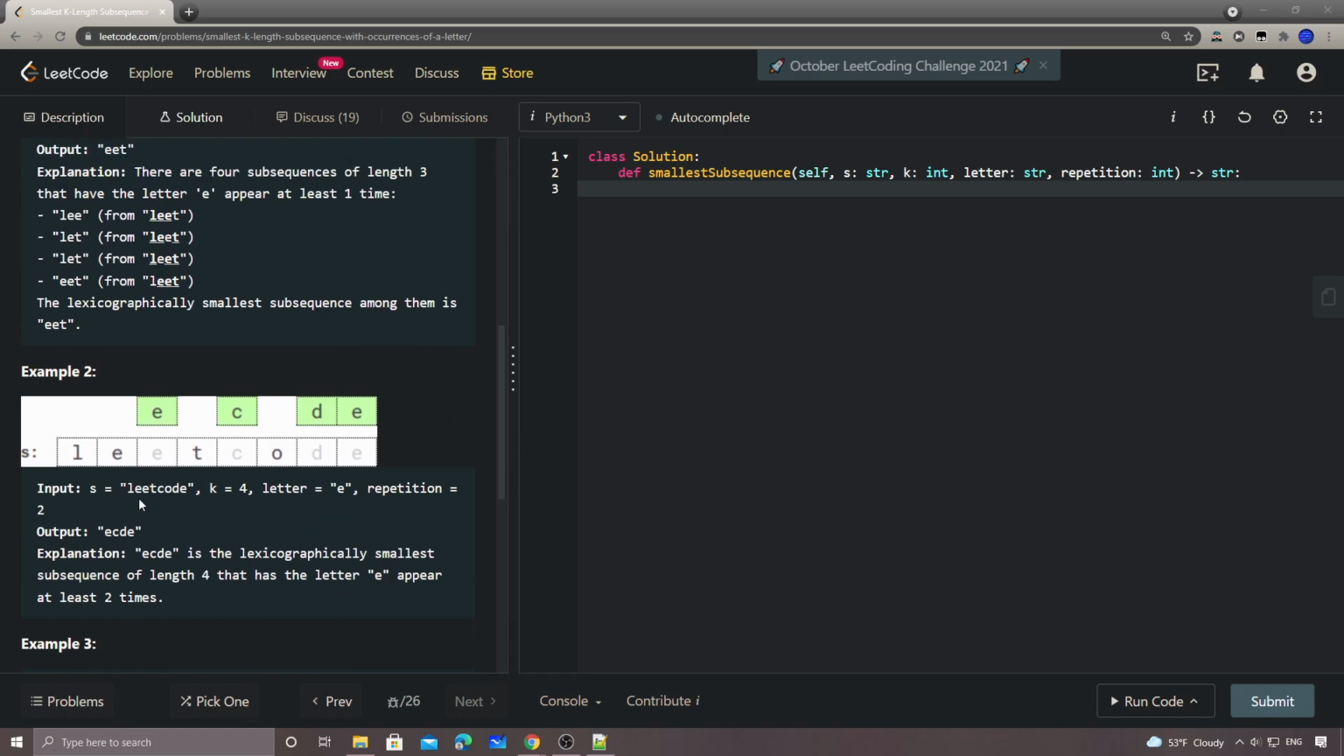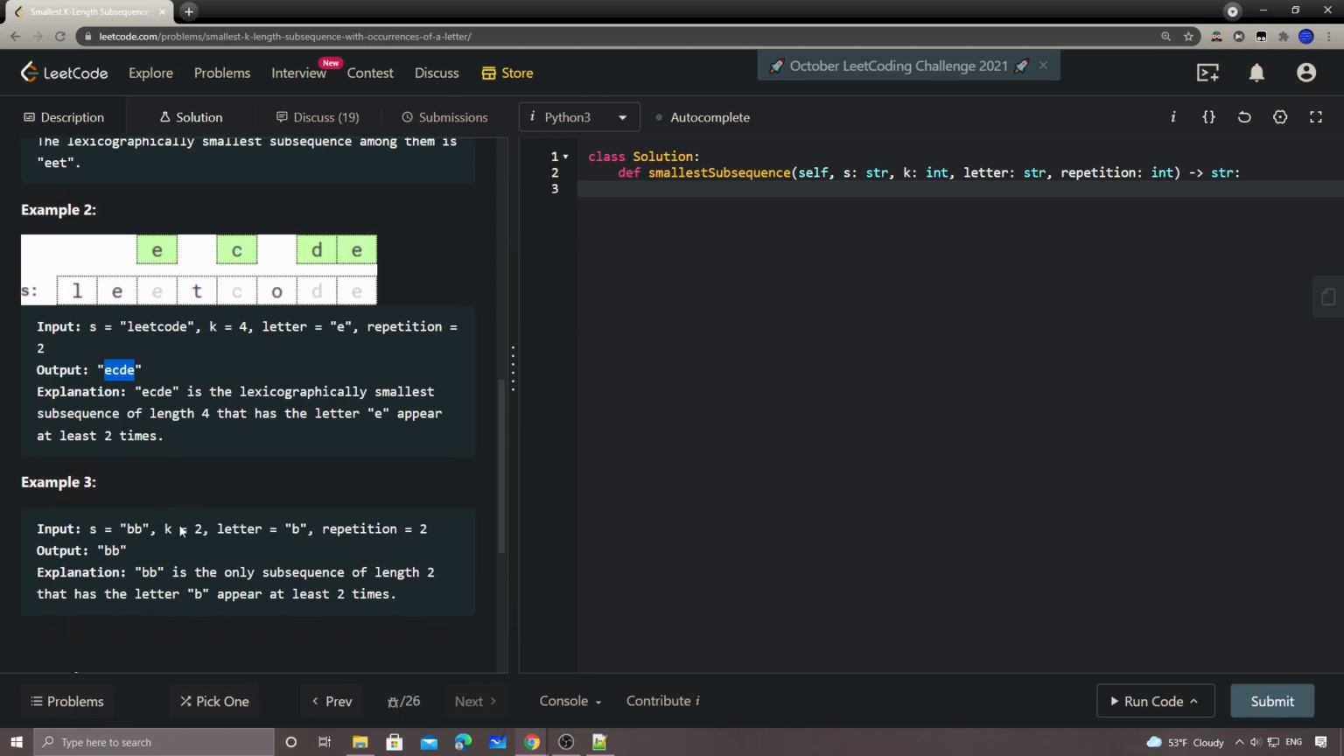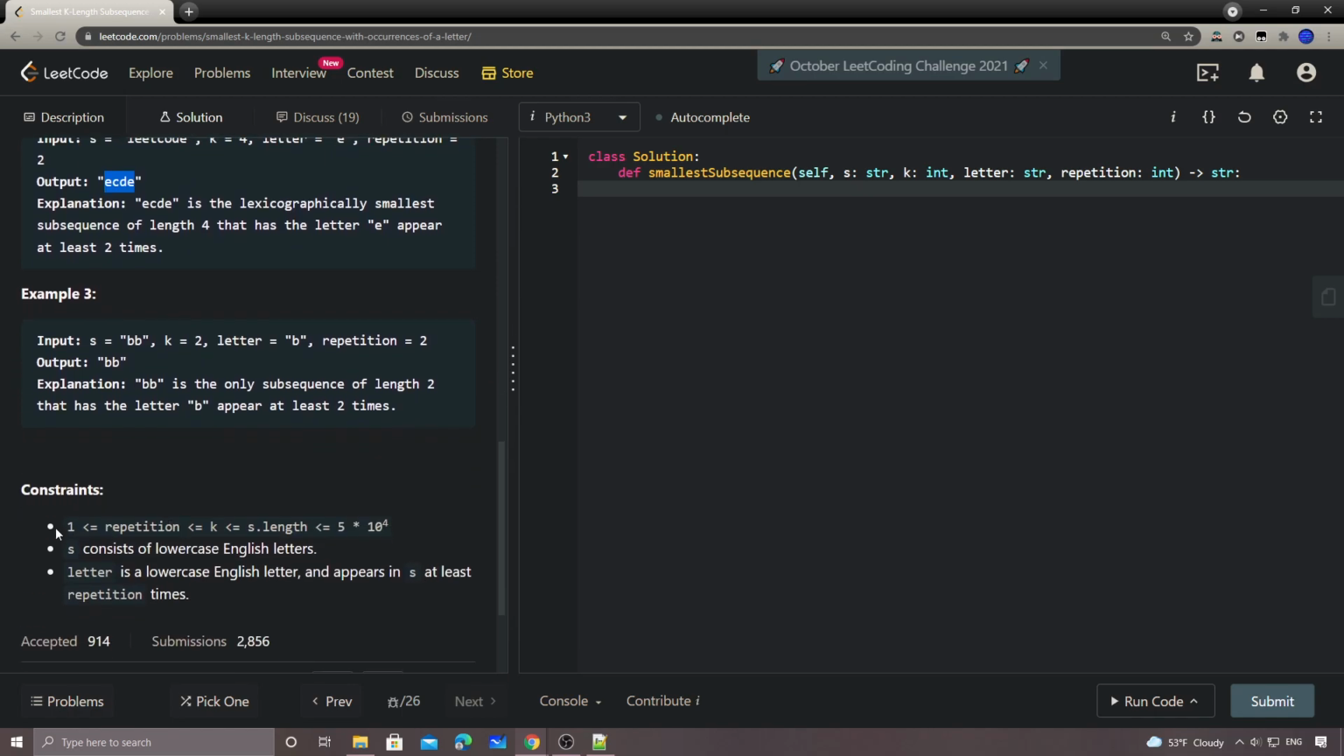And yeah, so in example 2 here, similarly, this time the repetition is 2. We need 2 times the letter, with length 4, right? That's why this ECDE is our final answer. Okay. And the constraints are standard, right?